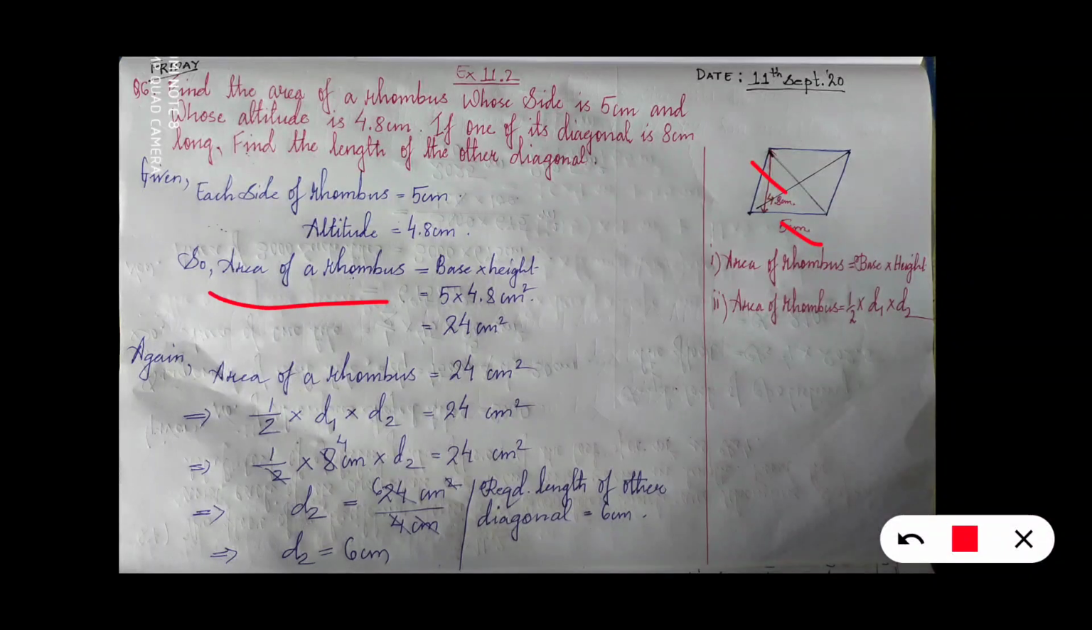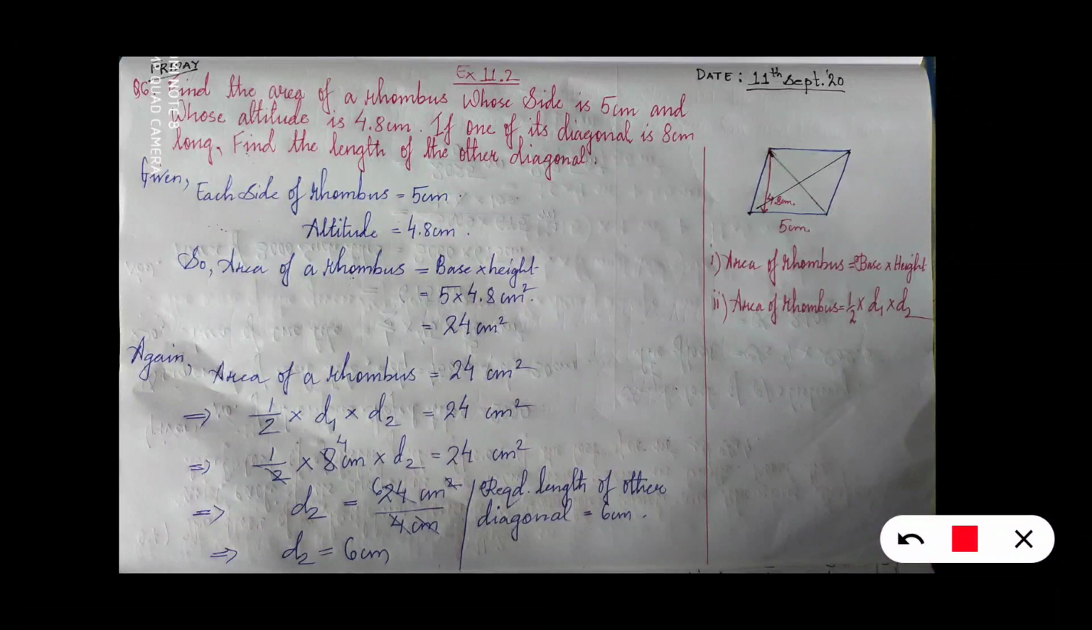The area of a rhombus is base into height, that is 5 into 4.8 centimeter square. 5 into 4.8 will give you 24 centimeter square. So this is the area of the rhombus. But we do not need to find the area. Actually, we need to find the length of the other diagonal. The length of one diagonal is given, 8 centimeter. You need to find the length of the other diagonal.